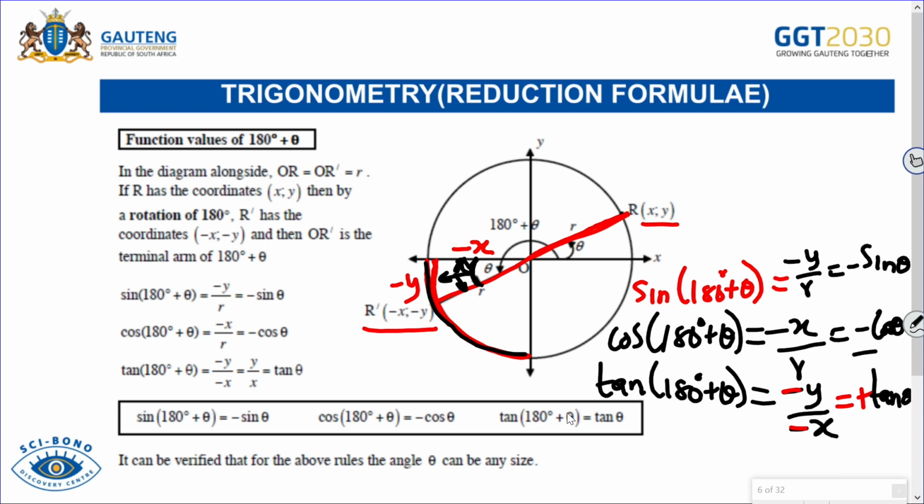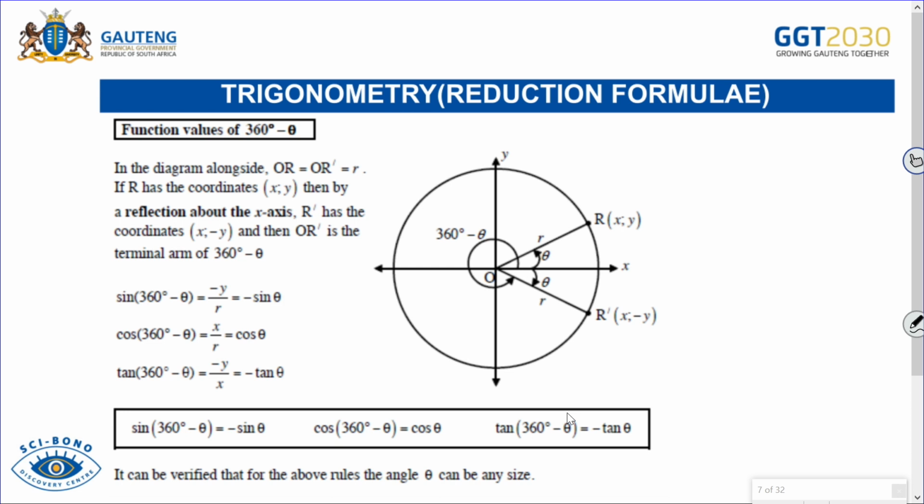So whenever you see sine of 180 degrees plus theta, you'll substitute it with negative sine theta. And whenever you see cos of 180 degrees plus theta, you'll substitute it with negative cos theta. And whenever you've got tan of 180 degrees plus theta, you'll substitute it with tan theta. Okay? Let's move along and look at the function values of 360 degrees minus theta.